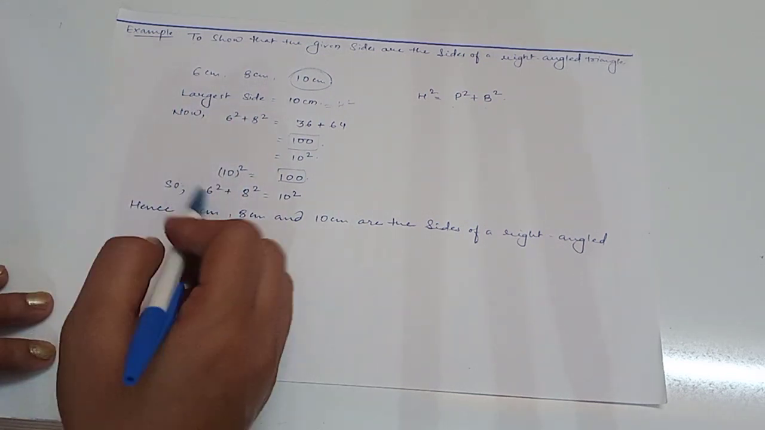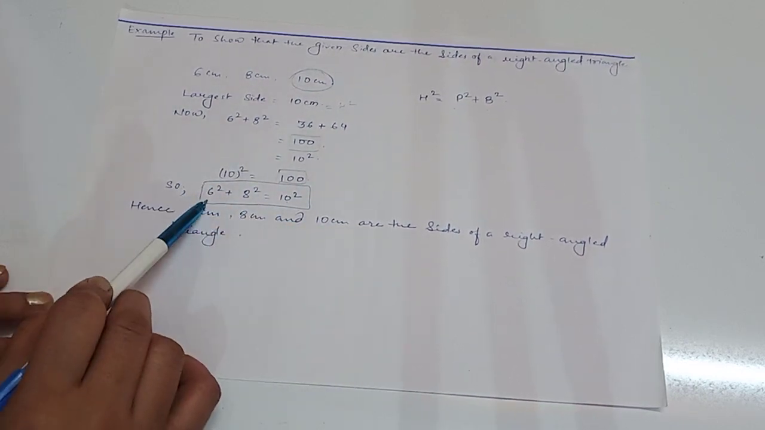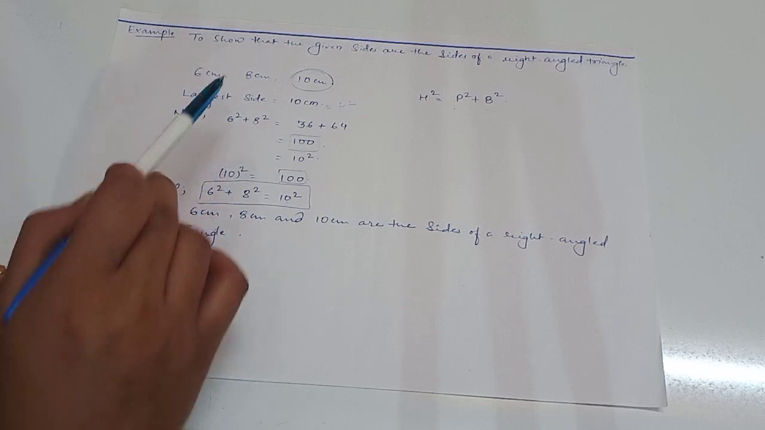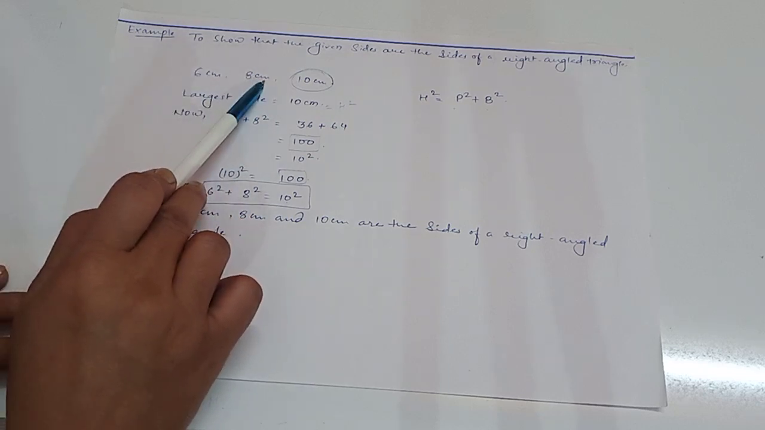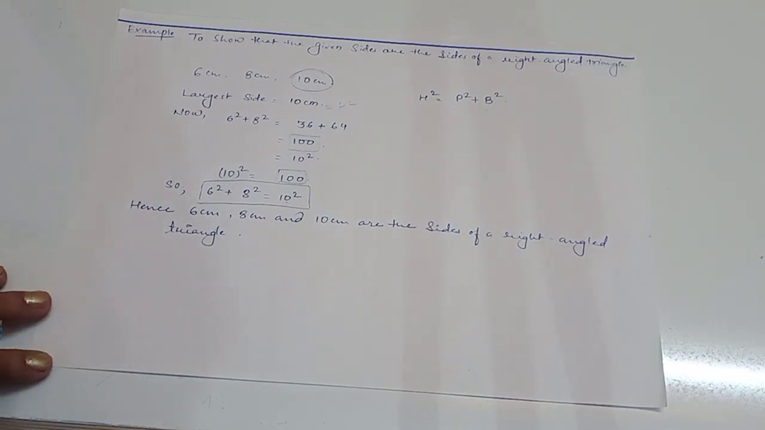So yes, our condition is fulfilled. H square is equal to P square plus B square. Hence, these sides 6 centimeter, 8 centimeter and 10 centimeters are the sides of a right angle triangle.